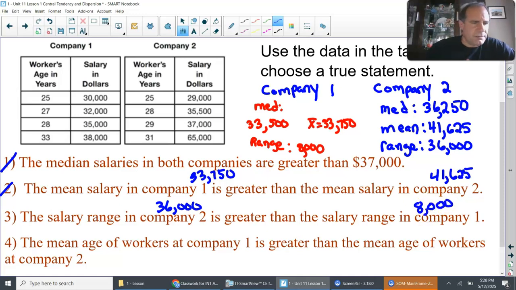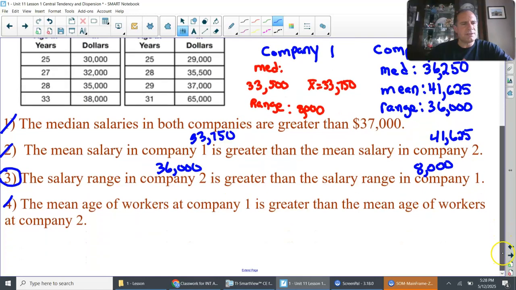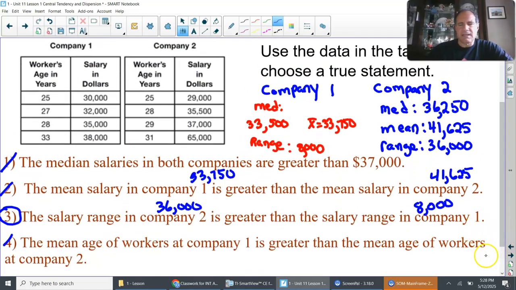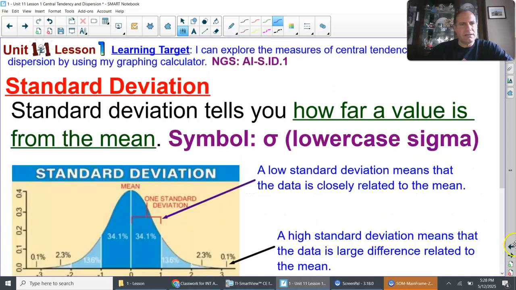That is true. There's no reason to get the ages involved, because the salary range in company 2 is much greater. So you do have to take it step by step, just like that. Don't worry about the ages. Just do the salary in dollars.